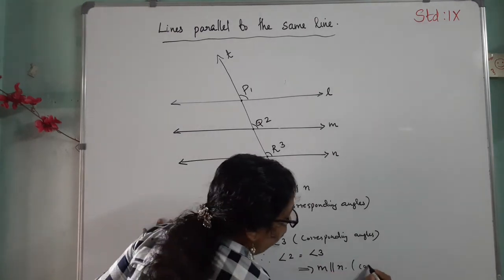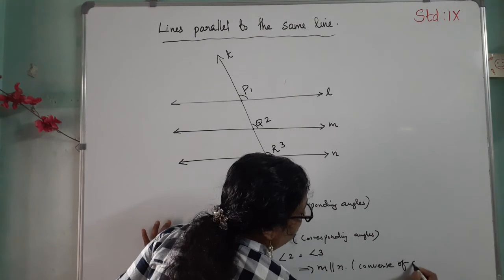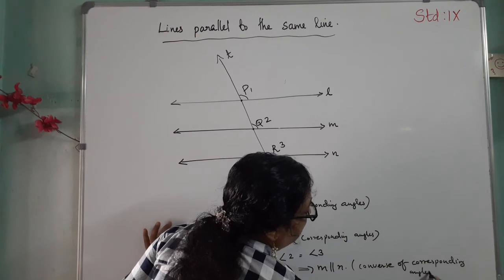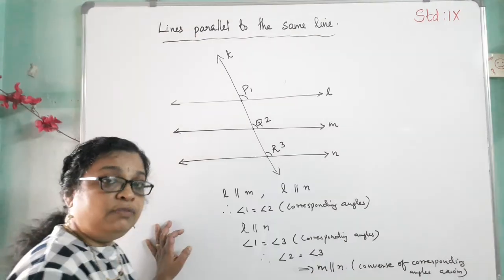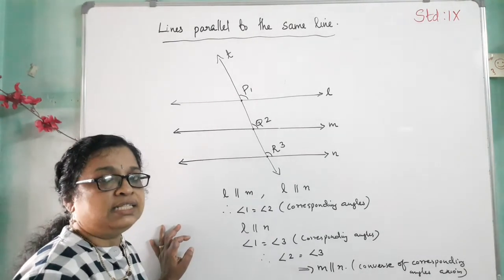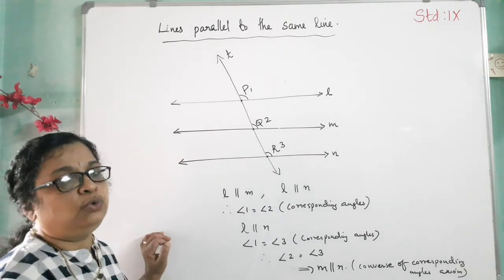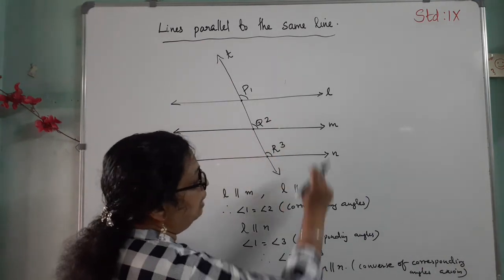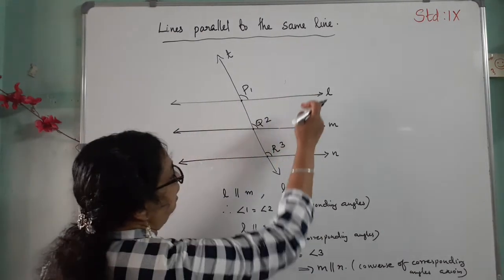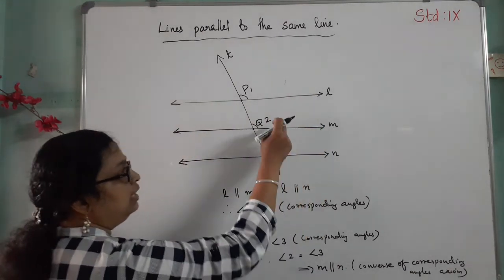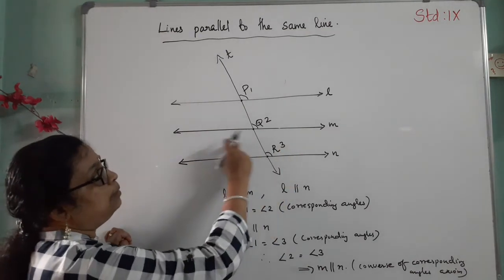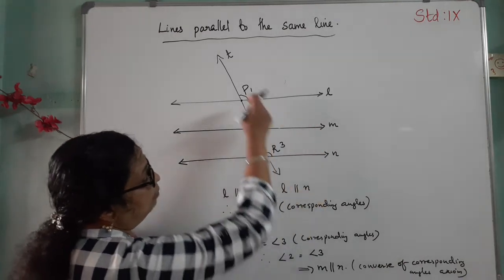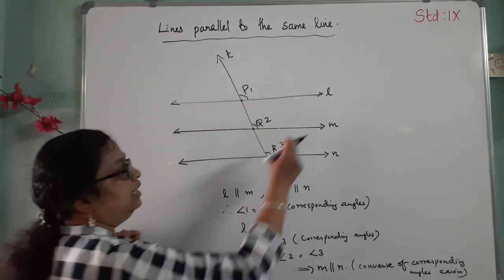That is the converse of the corresponding angles axiom. That is, if a transversal intersects two or more lines, and the corresponding angles formed are equal, then those two lines are parallel. So we can write angle 2 equal to angle 3, therefore M parallel to N. That means if L parallel to M and L parallel to N, then M parallel to N. That is, lines which are parallel to the same line are parallel to each other. Here lines M and N are parallel to the same line L, then M is parallel to N.